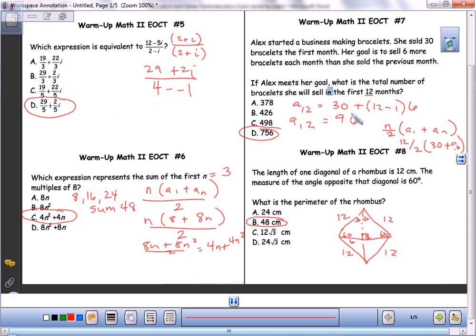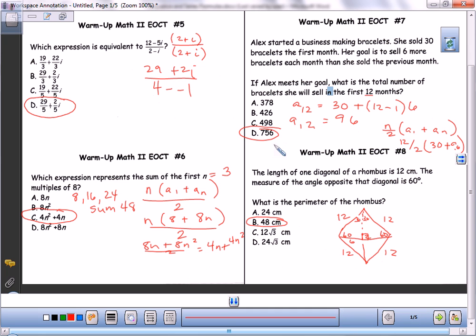But the formula is, first you have to find the last term. So you do a sub 1 plus n minus 1 times d, the common difference. Well, the first term is 30. We're looking at 12 terms here for the first 12 months. And the common difference is we're adding 6 every month, so positive 6. So the 12th month, 96. So it's n divided by 2, first term plus last term. So 12 over 2 times 30 plus 96, as n is 12. And that gives us 756.